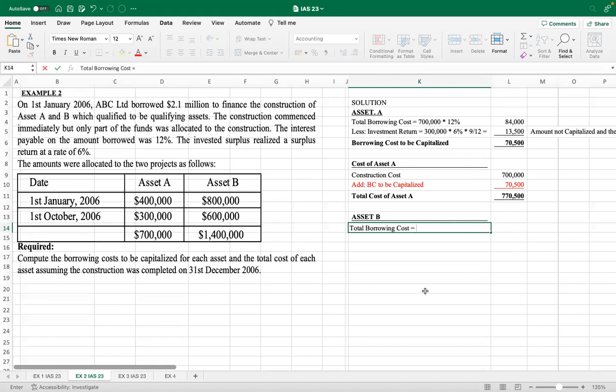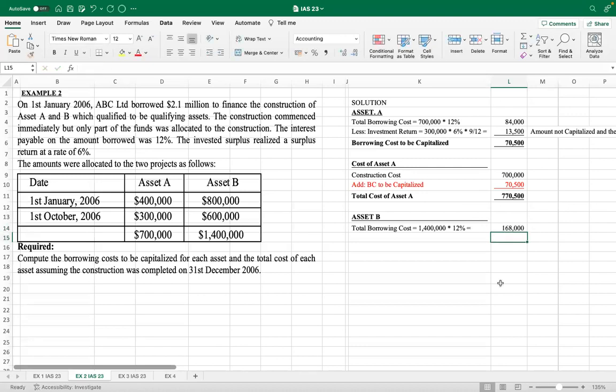So you'll have 1.4 million times 12%. So that will give us 1.4 million times 12%. It gives you 168,000. 168,000. And then you come and less investment return.